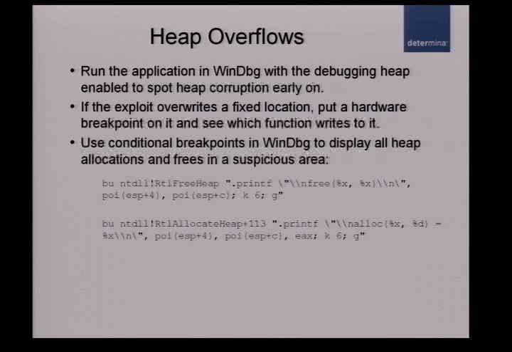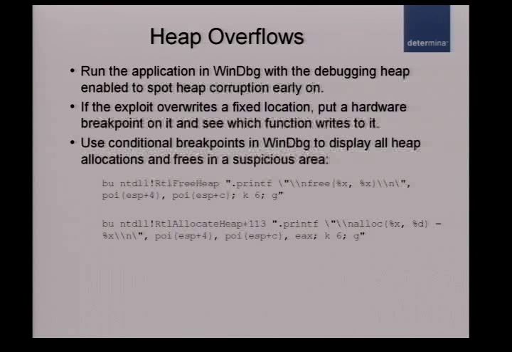If you have an exploit that overrides a specific location, like one of the pointers in the PEB, you can put a hardware breakpoint there and you can catch the write to that location. Once you have that, you can look at the call stack, and most likely the override happens in a free function, so you have to find out who calls the free function and on which memory block.